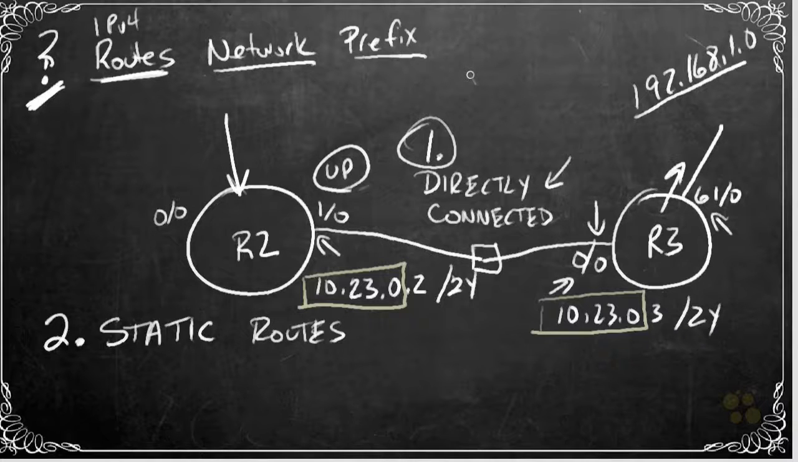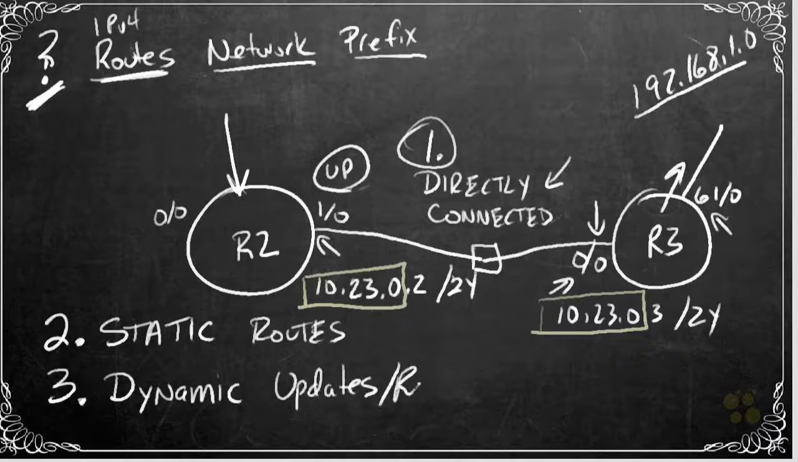So we've covered two options for learning networks. We have directly connected, we have static routes, and the third option, and probably the most prevalent, is to go ahead and use dynamic updates or dynamic routing. And a good example of that would be a routing protocol.